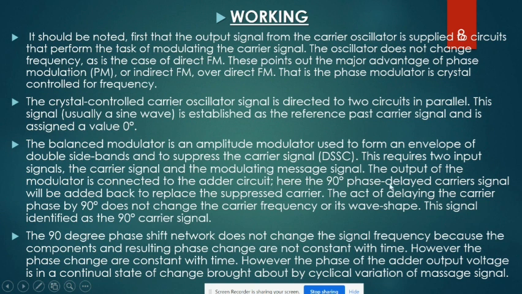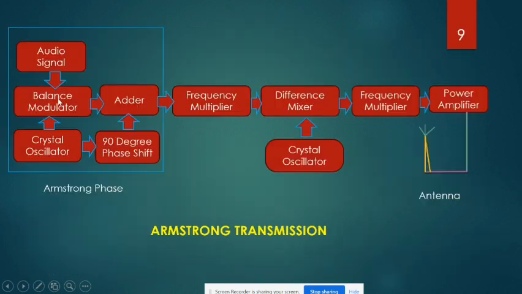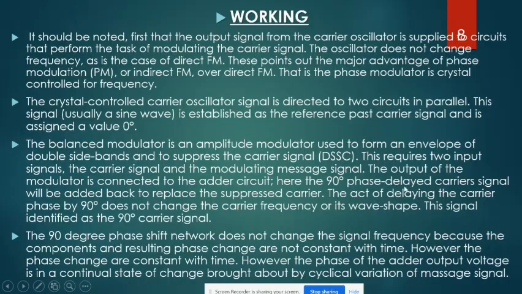Here the 90-degree phase shift is added to the carrier signal. Means here you can see that the balanced modulator takes two inputs, from an audio signal and the crystal oscillator, then it goes to the adder. Here the adder takes an input from the 90-degree phase shift of the carrier signal. Now go to the previous one, where we see that the act of delaying the carrier phase by 90 degrees does not change the carrier frequency or its wave shape; the signal is identified as a 90-degree carrier signal.